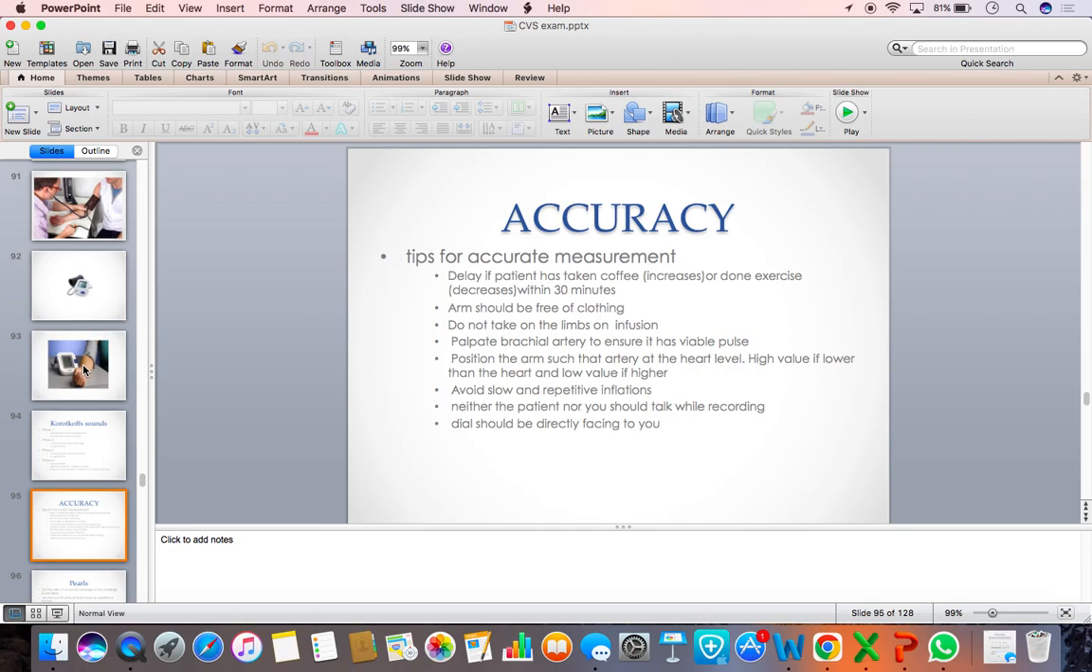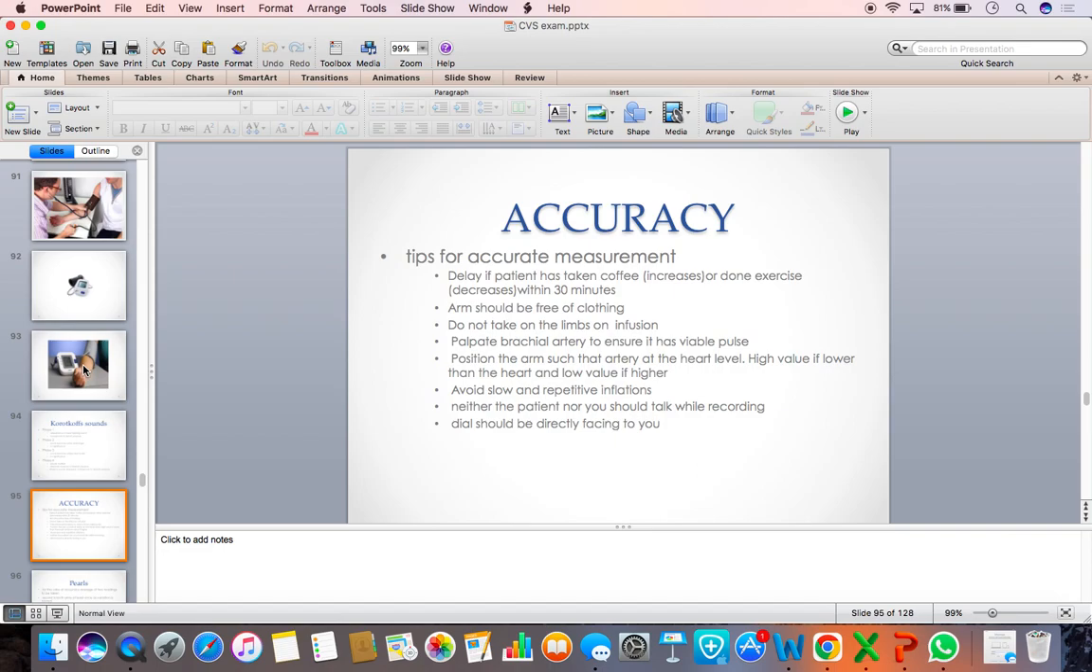Because caffeine induces a rise in blood pressure and exercise results in a fall. So you get an error in blood pressure if you record within 30 minutes following coffee or following exercise.